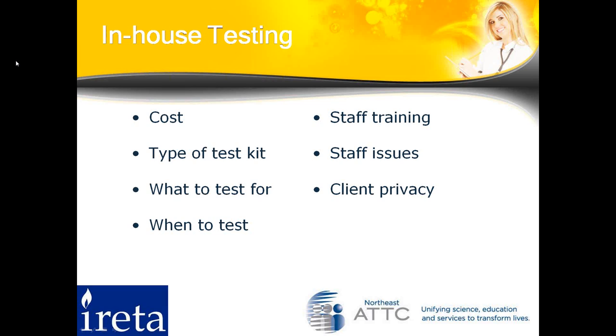And when we think about what to test for, we need to understand what our agency or organization's client population tends to be using. The other thing that we want to realize is that oftentimes our clients begin to know what we're testing for, and if they're trying to continue to use and trying to be sneaky, they might choose to use not necessarily their drug of choice, but some drugs that we don't usually test for. We find that most organizations test for marijuana, cocaine, opiates, and then they might add a few additional drugs to that basic screening.